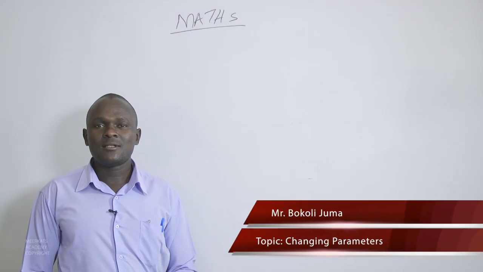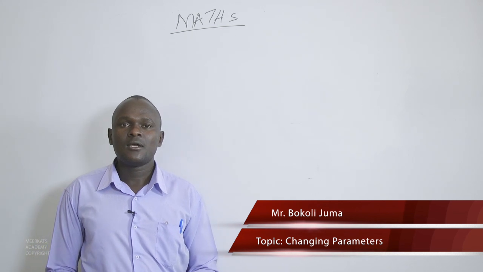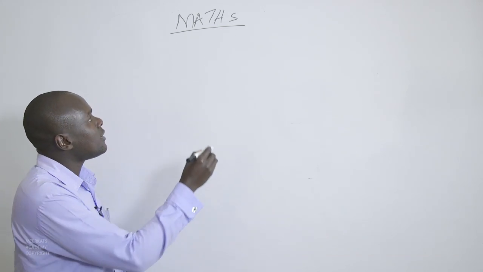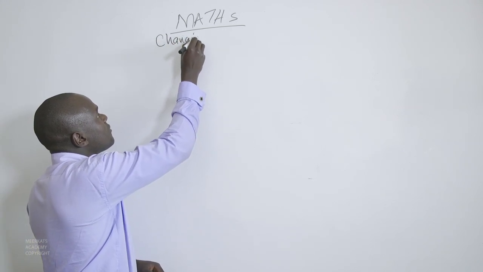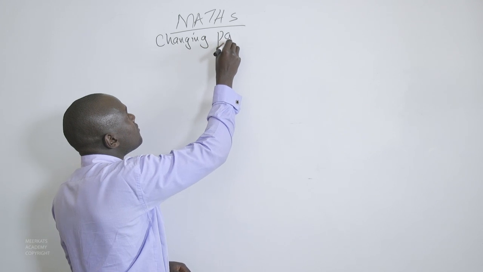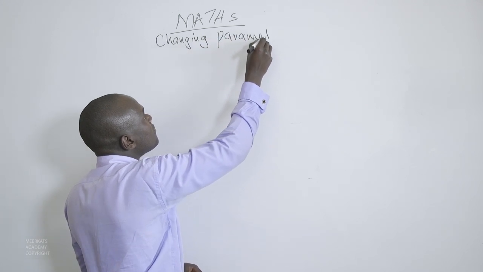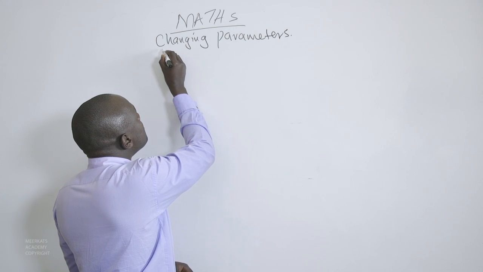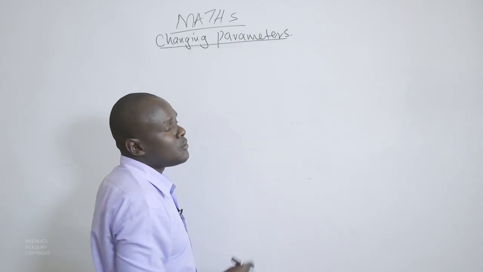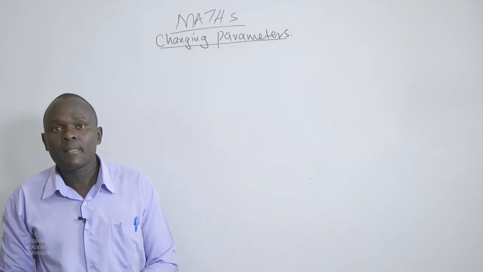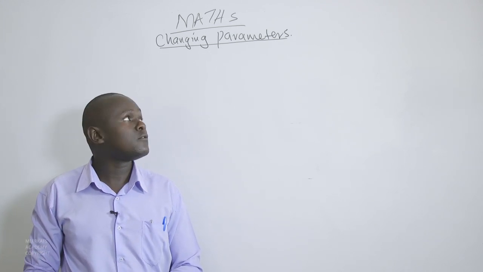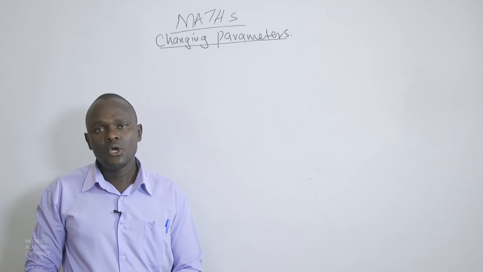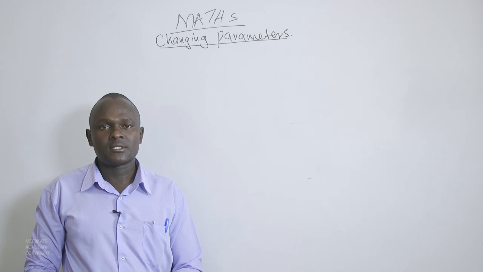Welcome to our last lesson in financial mathematics, and in this lesson we are going to look at changing parameters. We want to look at how the parameters can change and the overall effect of the same parameters on both the simple and the compound interests.